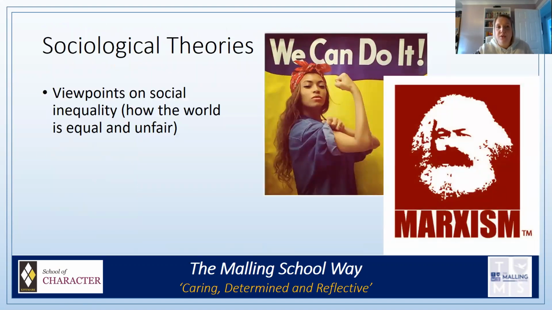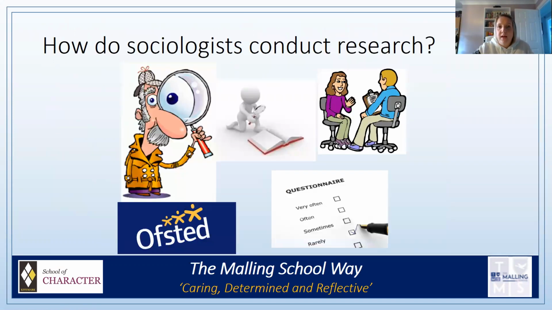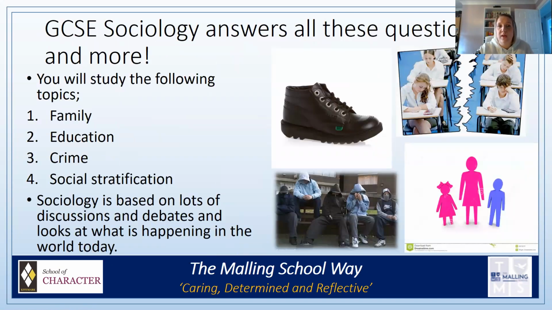We look at different sociological theories, which are viewpoints on social inequality, so how the world is unequal and unfair. For example, feminism or Marxism. And we also look at how sociologists conduct research. All of those things are things that we will look at in GCSE sociology. And we do that through looking at four main topics.